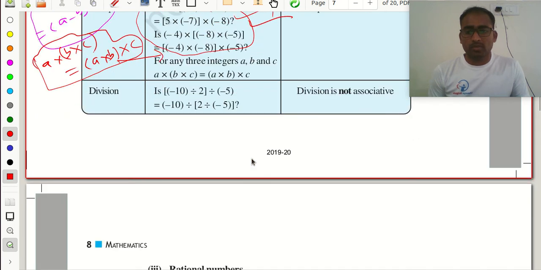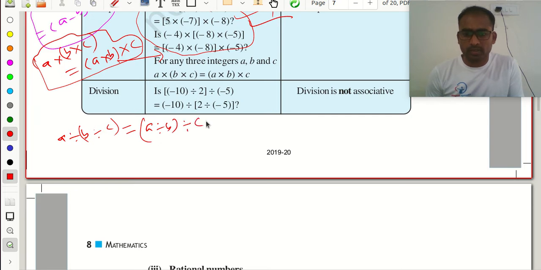Next, in division also. In division I already told you, A divided by B, divided by C. You need to take this bracket. It has to be equal to A divided by B, with this bracket, again divided by C. So now you need to understand the importance of the bracket. Suppose you put the bracket here, then we will get one result. And if you use the bracket here, then you get another result. So these two results may not be equal. So that is why division is also not associative.